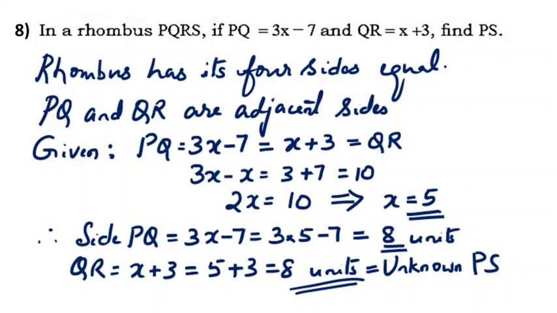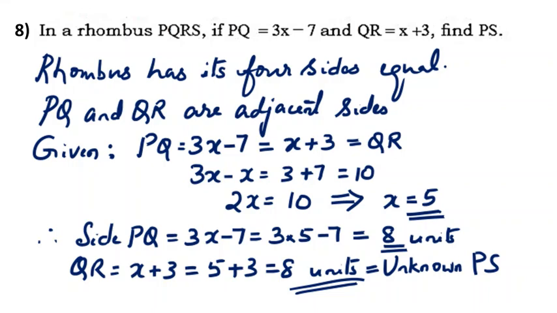Now, we have learnt properties of the rhombus. You should know now. Remember that. What is the main property of the rhombus? Feature of the rhombus? Its sides are equal. So, equate. PQ is 3x minus 7, QR is x plus 3, but they both are equal, no? PQ is QR, no? So, equate and get an equation. 3x minus 7 is equal to x plus 3.